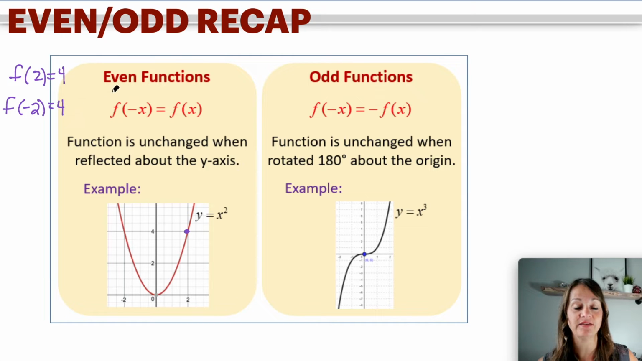And so this is considered an even function: if you put in a number and its opposite, you will still get the same answer. Odd functions do exactly the opposite of even. They do the opposite sign.